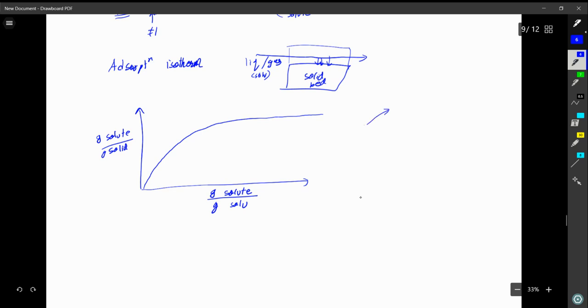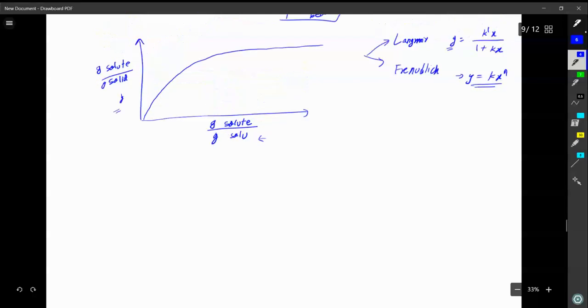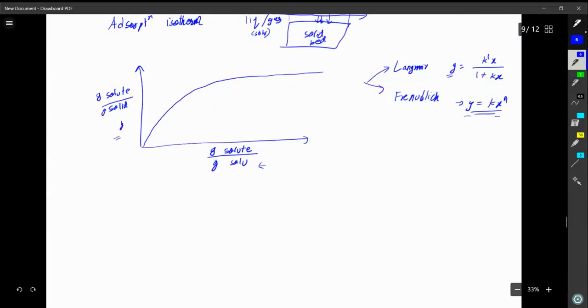So there are two laws specifying it. One is called Langmuir. It's of the form y equals k prime x by 1 plus kx, where x is this and y is this. And then there's Freundlich, which is y equals kx power n. This is more experimental. Yeah, so it depends on the question. Values of n, x, y, k, something will be given. Make sure you keep in mind the units.